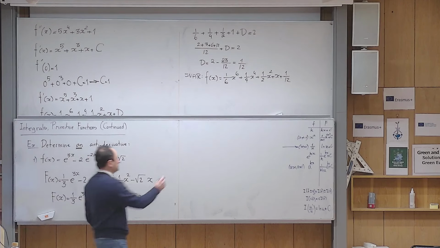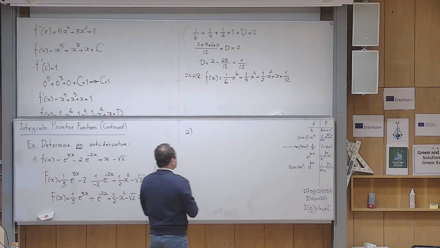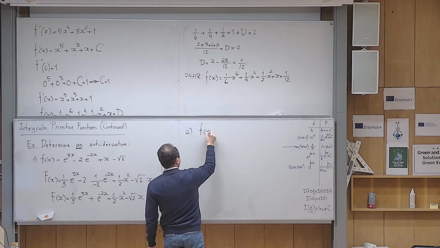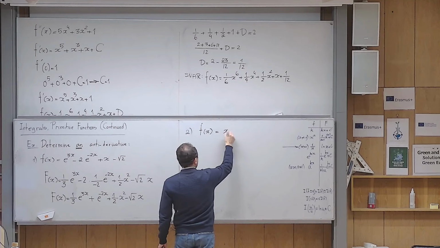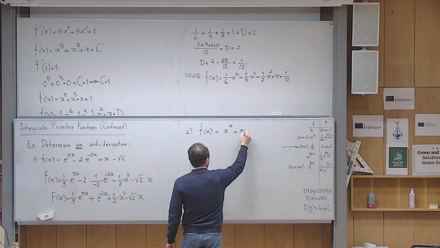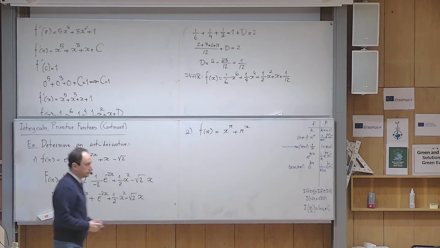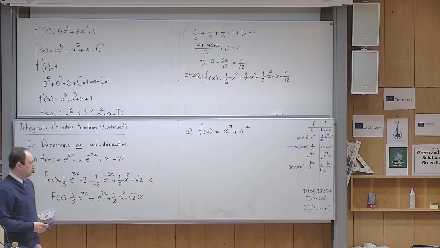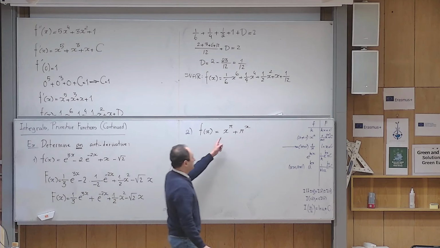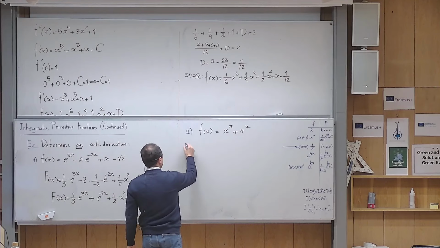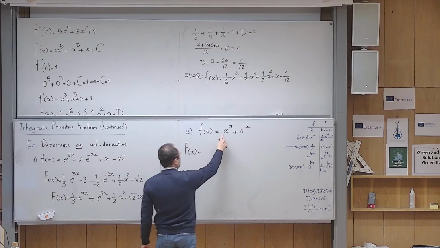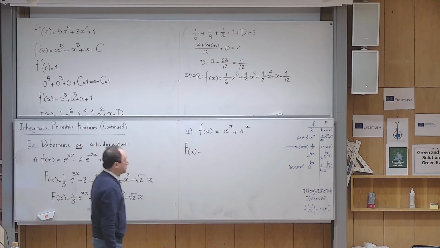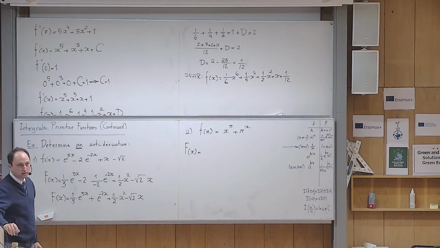So number 2, for example, f of x is x to the power of pi plus pi to the power of x. Pi is the famous number. So what is a primitive function here? This is the sum of two functions. So if I want to find a primitive function or an antiderivative, I have to do this one and that one separately. But which formula is relevant for the first part? Yes, the second row.